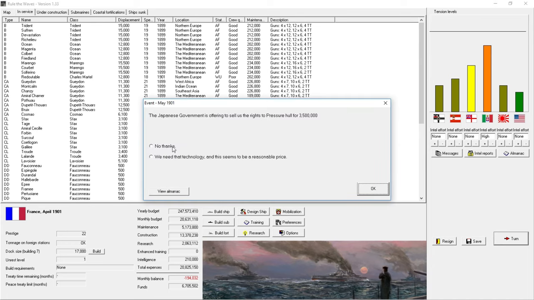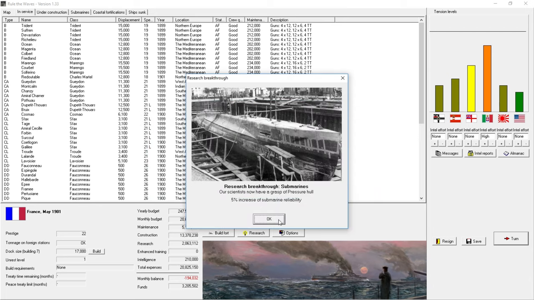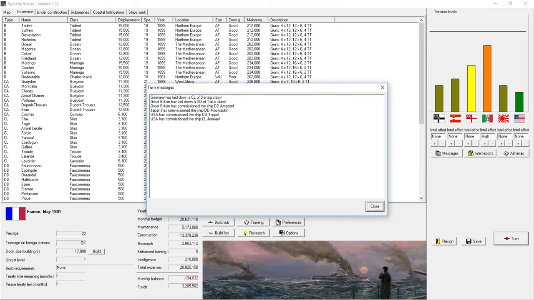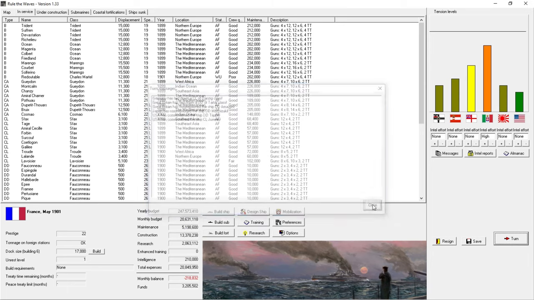Okay, the Japanese government is offering to sell us the right to the pressure hull for $3.5 million. That's a lot of money. We don't have a ton of funds in the bank, and we are going to be... well, actually, we've got ships coming off the ways. I always like buying technology. I think it's a cheat to kind of get ahead fast. So I'll do that, because we're not really researching submarines all that much either.